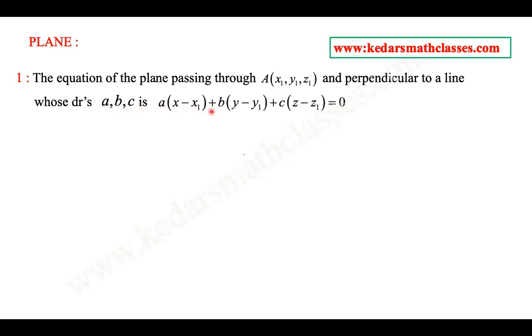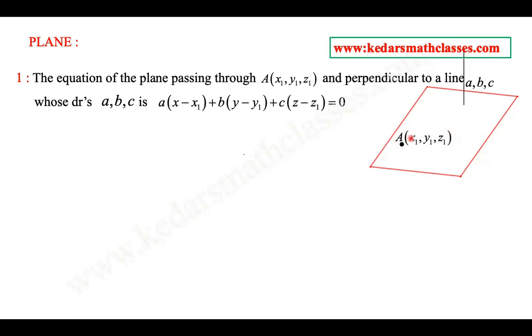The equation is a into x minus x1 plus b into y minus y1 plus c into z minus z1 is equal to 0. This comes from r minus a dot b is equal to 0. So this is exactly the plane now. Suppose this plane passes through A, x1, y1, z1, and this is a normal to this plane. Now, if I take a general point P here, whose coordinates are x, y, z, then A is there on the plane, P is also there on the plane, then the line joining AP is also there on that plane. To that plane, this line is perpendicular.